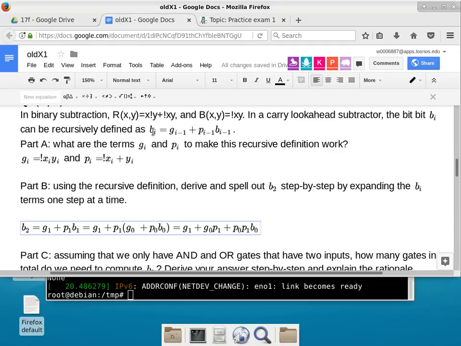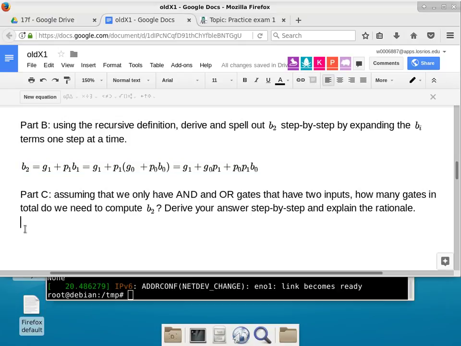That's the answer that I'm expecting. But not just the final form, but also the intermediate equations, so I can see how you expand it one step at a time, and each time you're using the definition, which is up here. Is that okay? All right. Moving on to part C.